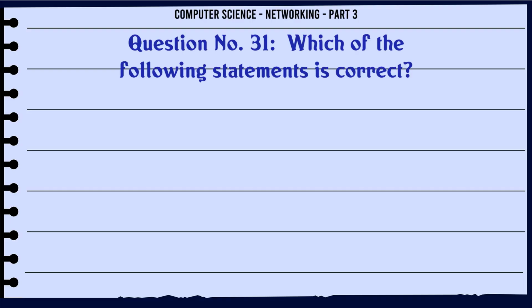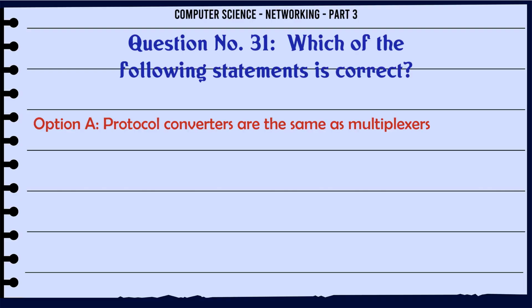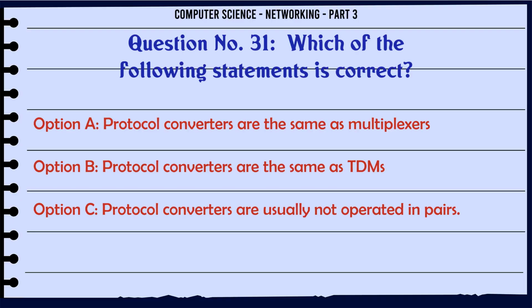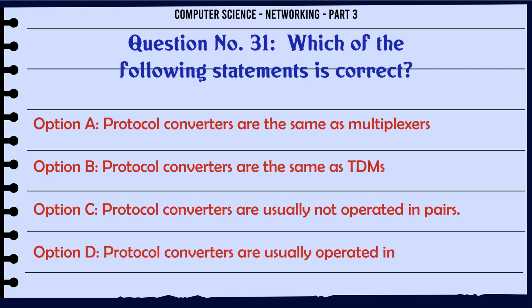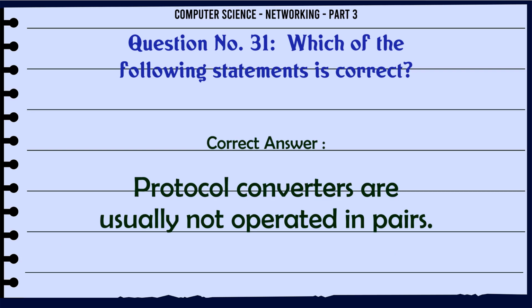Which of the following statements is correct? A, protocol converters are the same as multiplexers. B, protocol converters are the same as TDMs. C, protocol converters are usually not operated in pairs. D, protocol converters are usually operated in pairs. The correct answer is protocol converters are usually not operated in pairs.